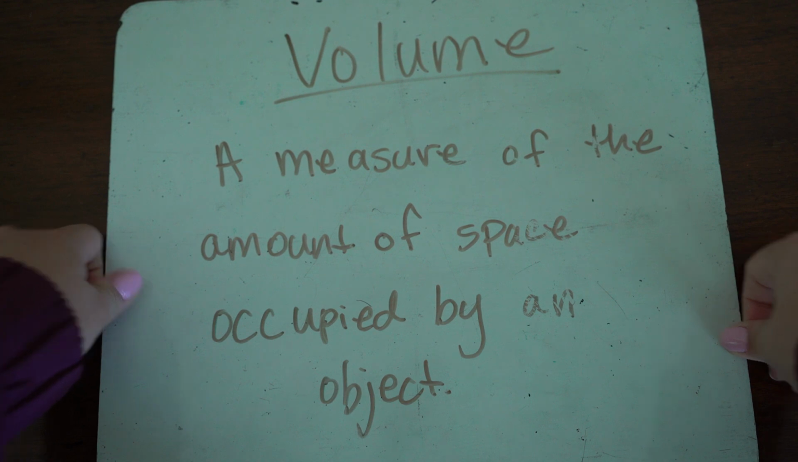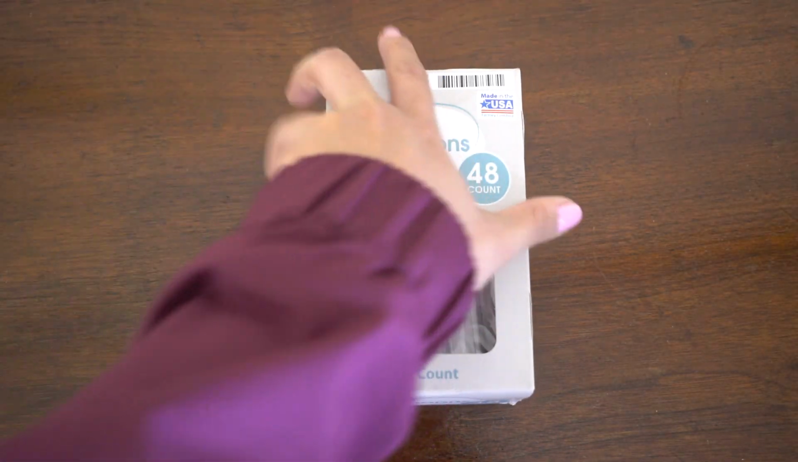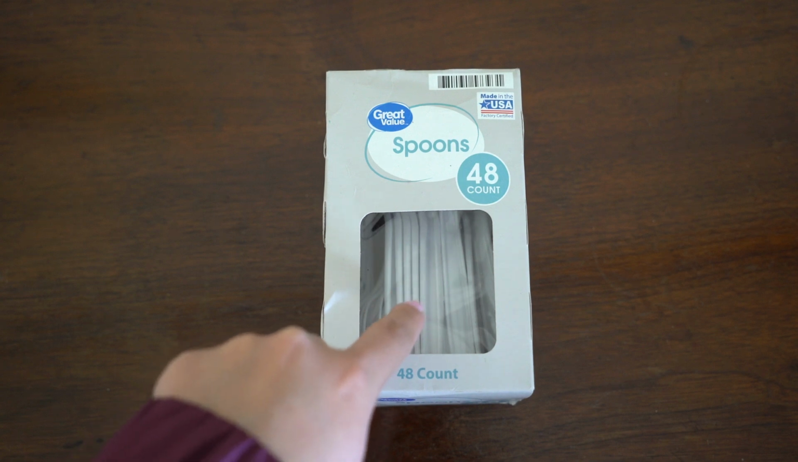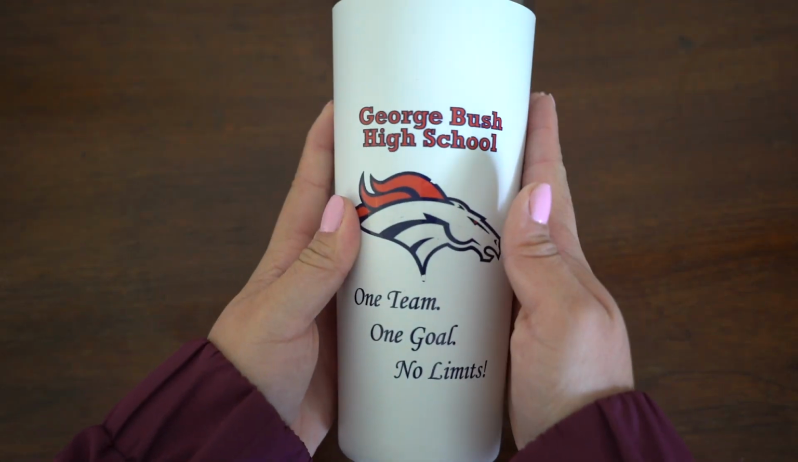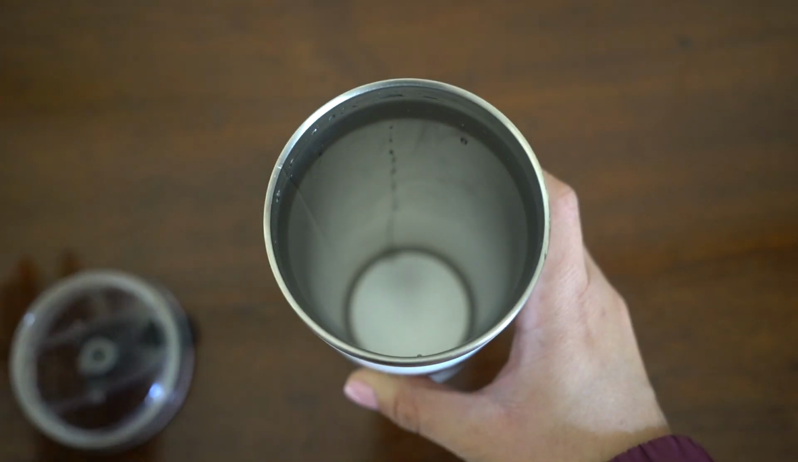Lastly, it will be volume. Volume is a measure of the amount of space occupied by an object. So how much fits inside of an object? Taking this box here, the volume will be how many spoons fit into this box. Or let me use another cup. This is again a cylinder object. How much water can fit inside?